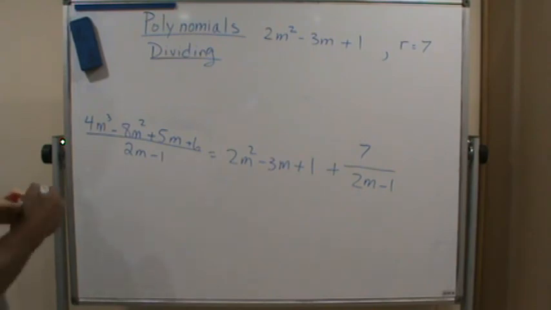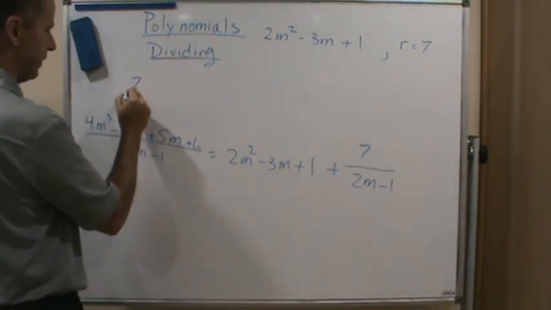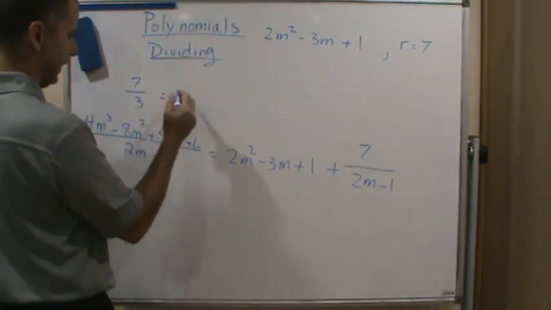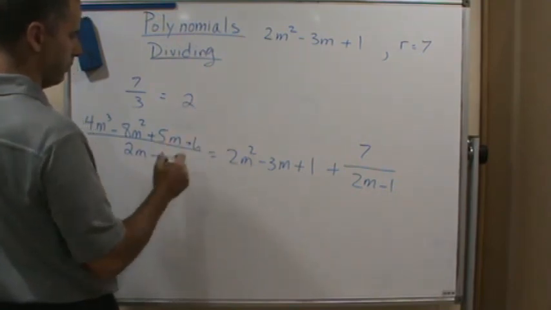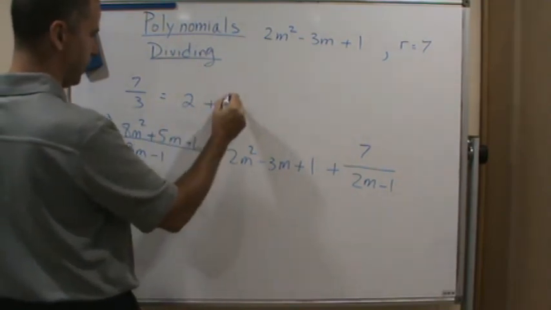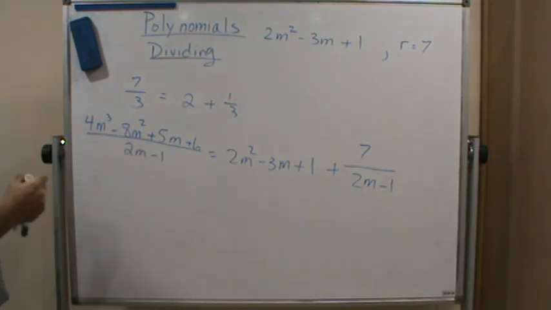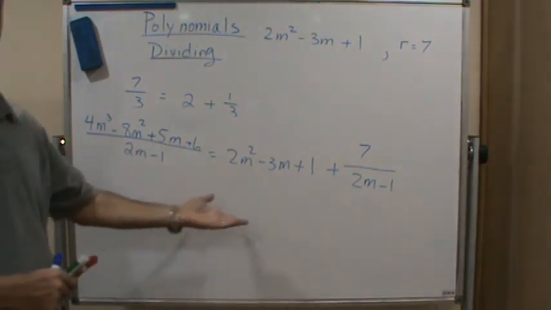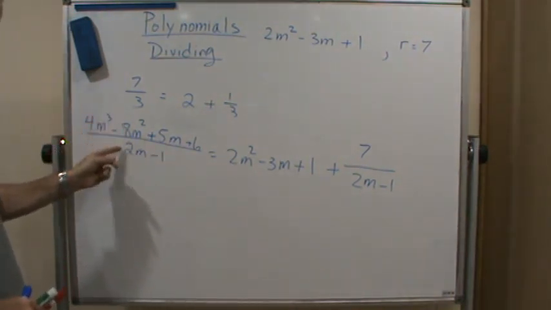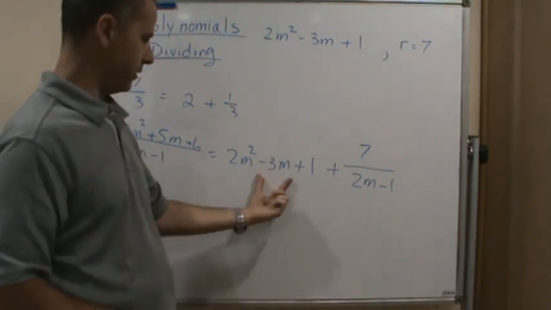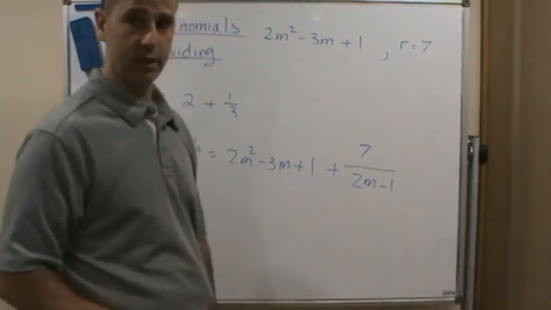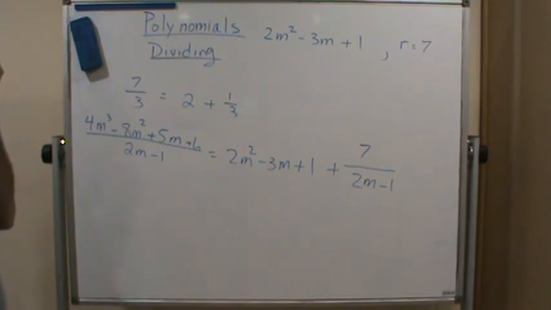Okay, just like if I have 7 divided by 3, that's going to equal 2 whole numbers, right? Plus a fractional part of 1/3. So we could do the same thing with polynomials. This number divided by this number will give us a quotient plus a remainder divided by the divisor.